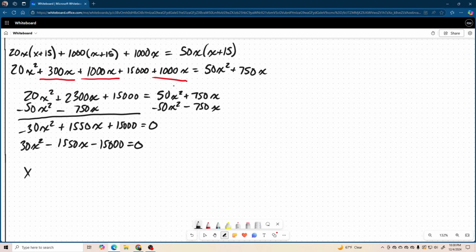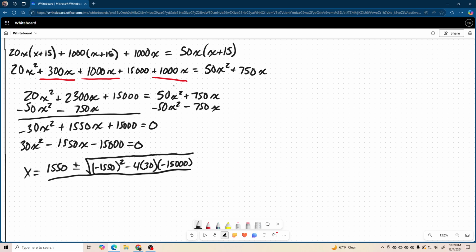So it would be x equals negative b, so negative 1550, right? Plus or minus the square root. These are going to be huge numbers, so I'm going to make this kind of long. b squared, so negative 1550 squared, and that'll end up being a positive number because you squared it. b squared minus 4ac, so 4 times 30. c is negative 15,000. And then, of course, all of that over 2a, which is just 60.